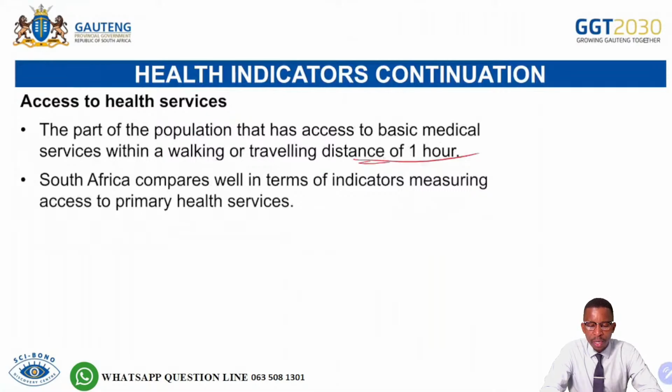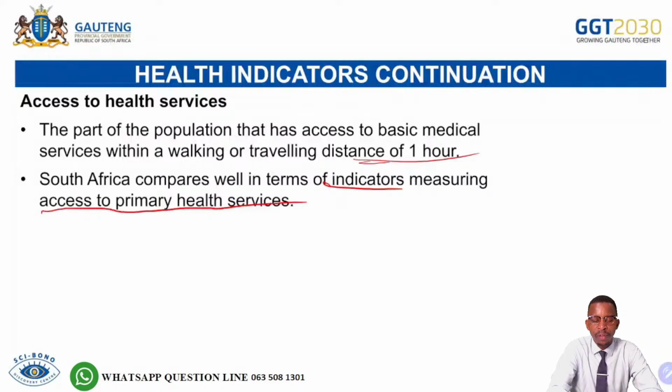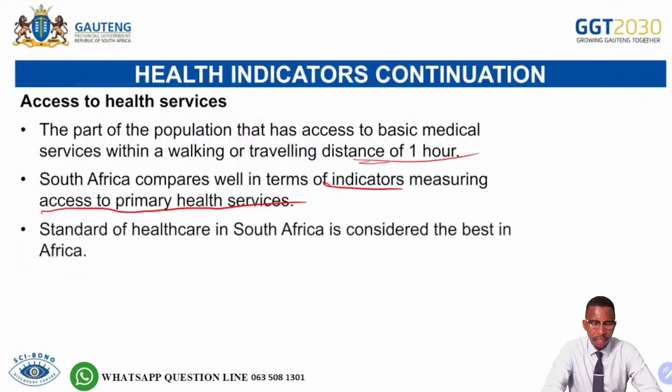South Africa compares well in terms of these indicators measuring access to primary healthcare services. Remember, South Africa is one of the countries in Africa that is believed to have superior healthcare facilities. It is one of those countries with better healthcare facilities, because we come across people from most African countries coming to South Africa just to get proper healthcare in public hospitals. The standard of healthcare in South Africa is considered to be the best in Africa.